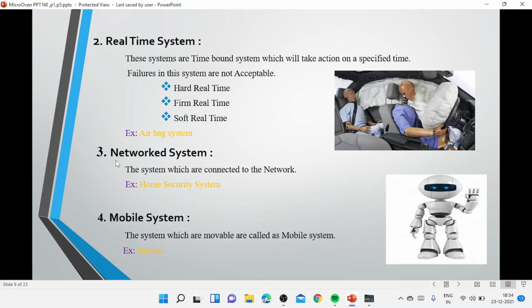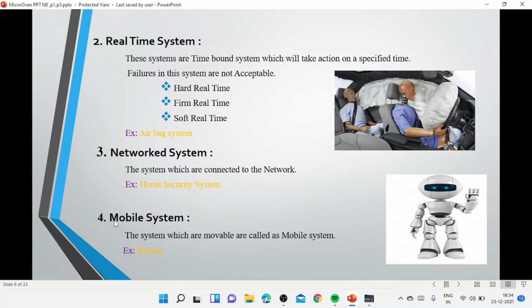And the third type of system is the networked system. The systems which are connected to a network are called networked systems. Example, a home security system, means connecting the home through IoT. We can tell it as an example. Means all the electronic devices connected to a network.